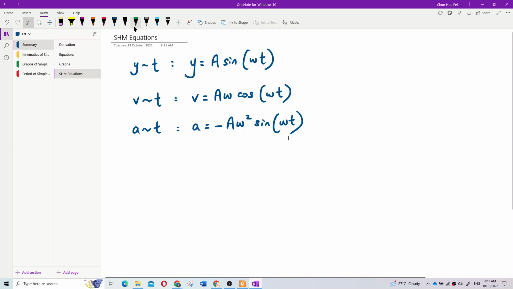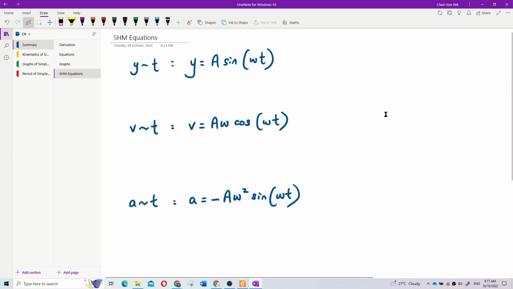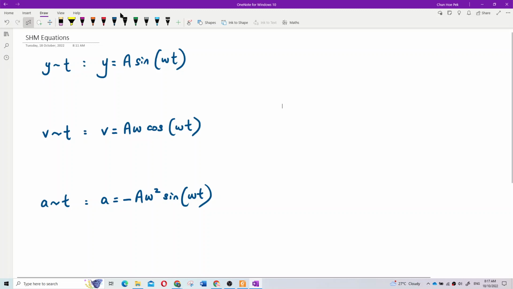So that's it. How do we draw the graph? If you want to draw the graph, we need to separate a little bit. Let's say for the first equation, how do we draw the graph? It is a sine graph, isn't it?